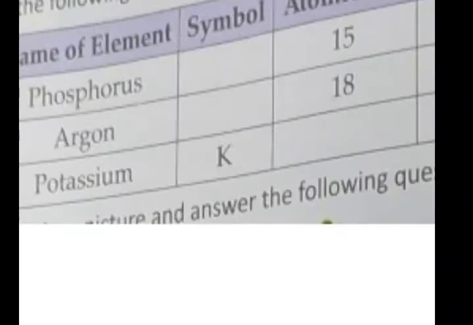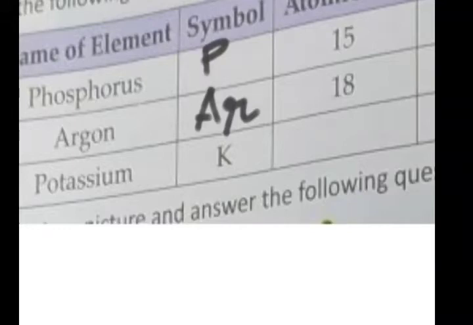So the question C, where you have two application or skill based questions. Complete the following table. You have been given the names of three elements, that is phosphorus, argon and potassium, and you have to write the symbol. So phosphorus has the symbol P and argon has the symbol Ar. Is that clear? Argon is Ar and the symbol of phosphorus is P. Is it clear? Next, you have written the symbol, then the atomic numbers are given: 15, 18 and potassium.